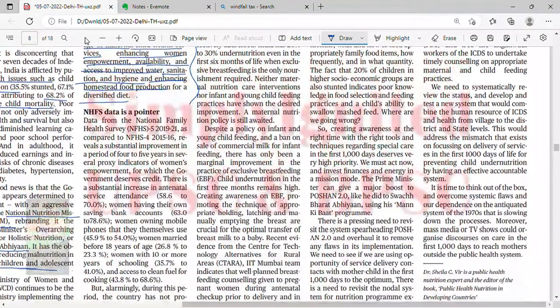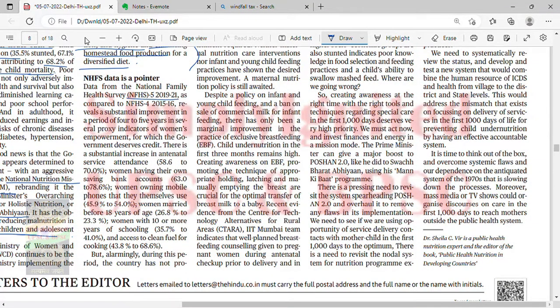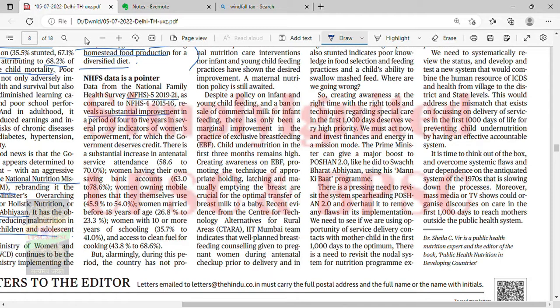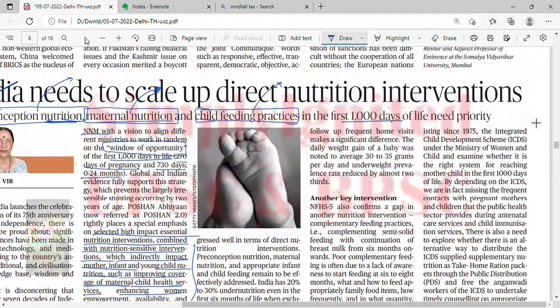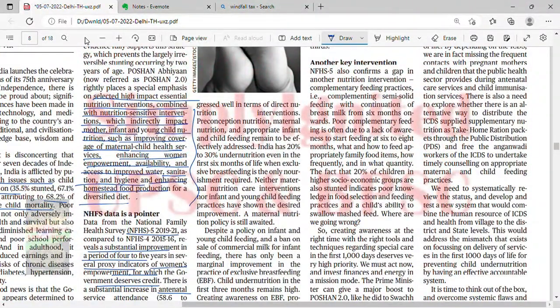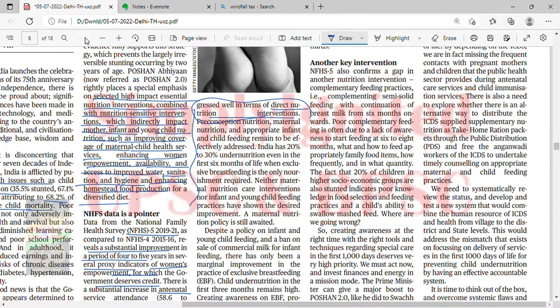NFHS data is a pointer, yes. NFHS-5 reveals substantial improvement in a period of 4 to 5 years in several proxy indicators of women's empowerment, for which the government deserves credit. There is a substantial increase in antenatal service attendance, women having their own bank account, women owning a mobile phone that they themselves use, women married before 18 years of age has reduced obviously, women with 10 or more years of schooling, and access to clean cooking fuel. But alarmingly, during this period, the country has not progressed well in terms of direct nutritional intervention. So this is the challenge.